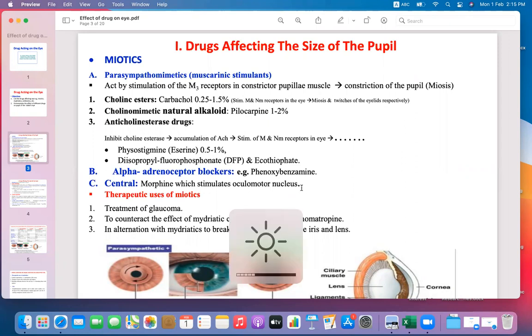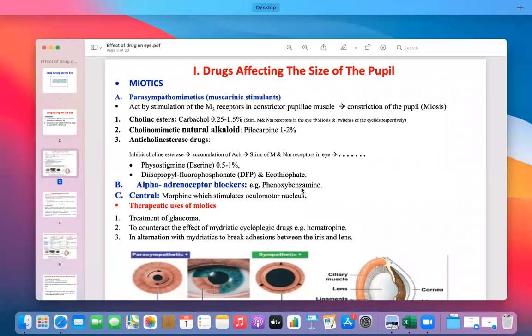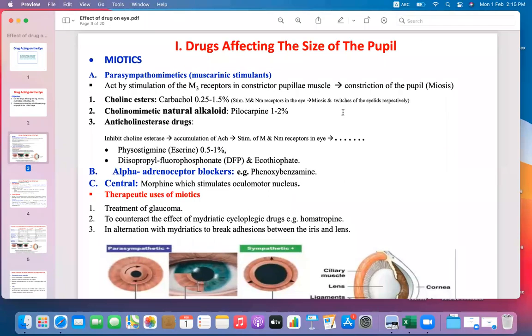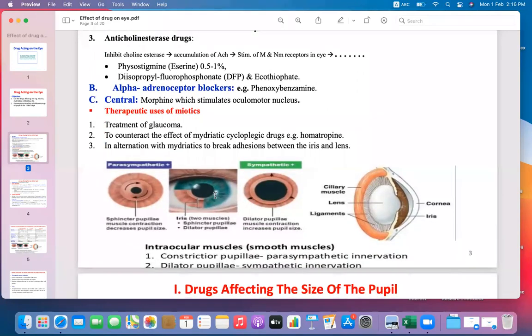So these are the three categories of drugs which are responsible for miosis. First one is the parasympathomimetics, which act on M3 muscarinic receptor. Second category is alpha blocker, phenoxybenzamine, and third one is morphine. Where it is used, generally, miotic drugs are used in the treatment of glaucoma.